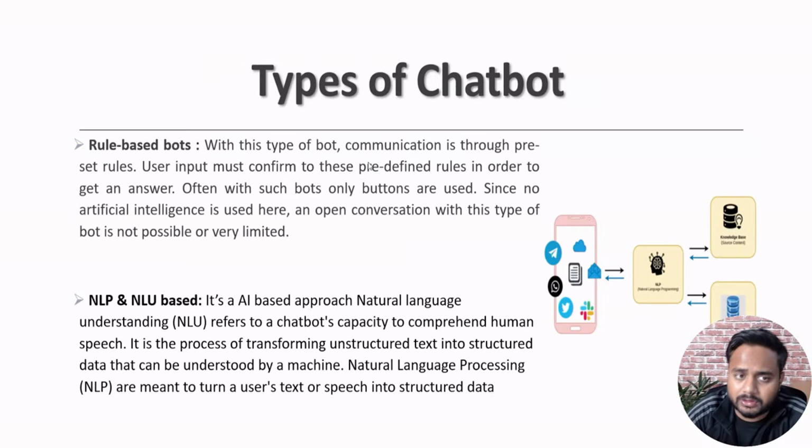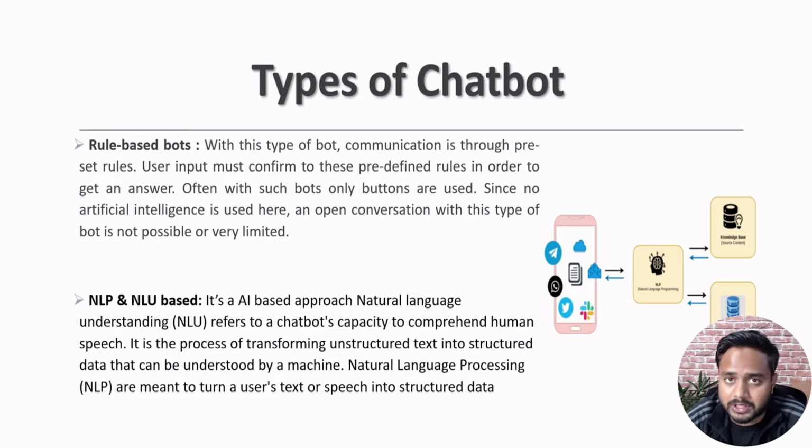Now in the next slide, you can see types of the chatbot. Here I have written two types. The first is rule-based chatbot and the second is NLP-based chatbot. So what is a rule-based chatbot? With this type of chatbot, communication happens through preset rules. So we write some sort of rule, and based on that, we get an output.